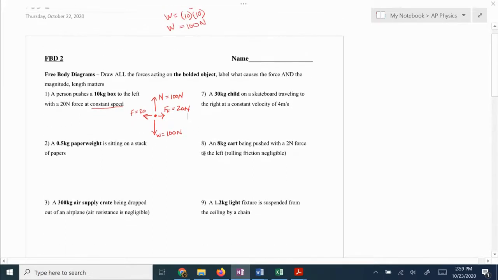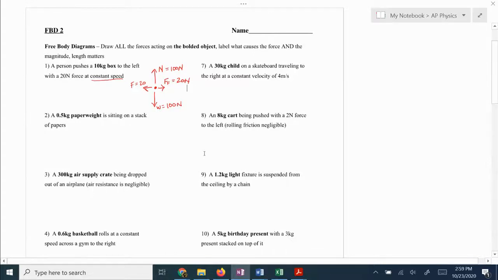Number 2, a paperweight is sitting on a stack of papers. So it doesn't matter that it's sitting on a stack of papers. It's just what are the things that are touching it. So obviously we're going to have our weight force, and that's just going to be 0.5 times 10. So that's going to be 5 newtons. And the papers are going to apply a normal force upwards, also equal to 5 newtons, because we have to have balanced vertical forces.